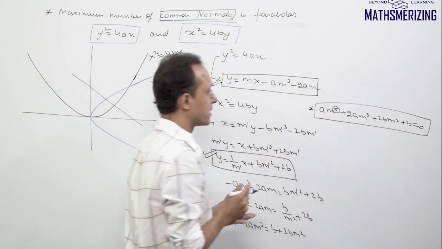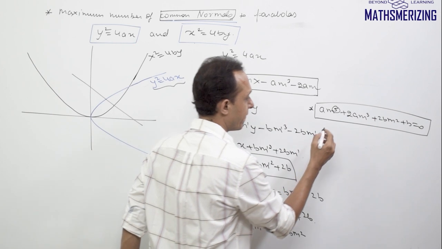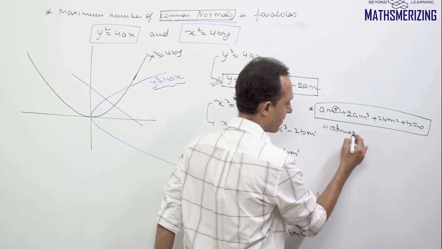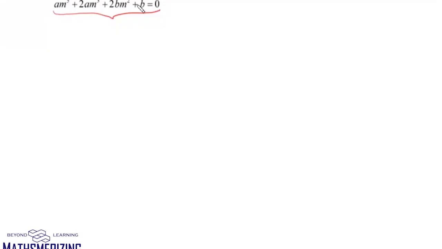So any fifth degree equation can have at most 5 real roots. So this equation will have at most 5 real roots. Now, most of the books and almost all YouTube videos and study material give the maximum number of common normals between the two given parabolas, y square equals 4ax and x square equals 4by, as 5. Now, this fifth degree equation may not have 5 real roots.